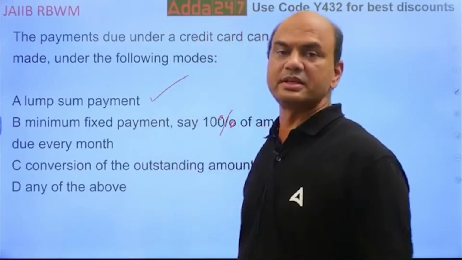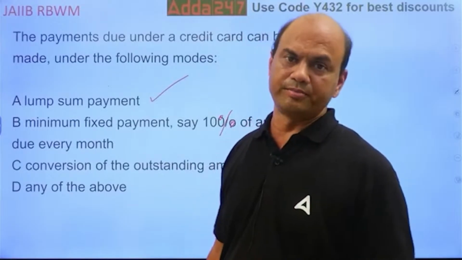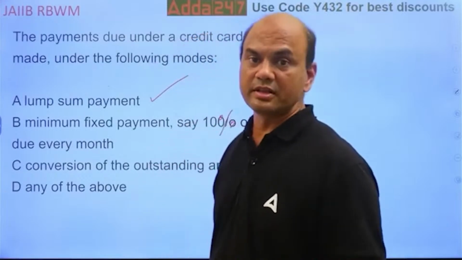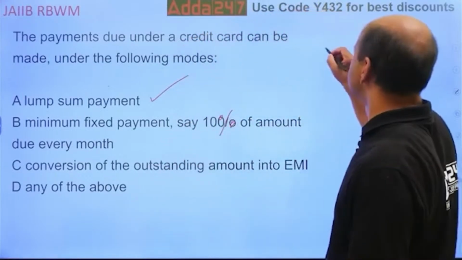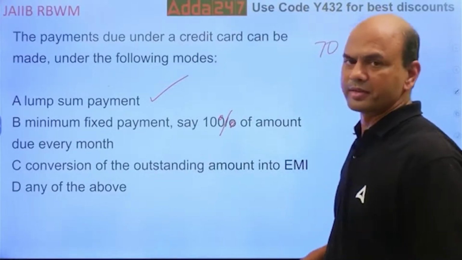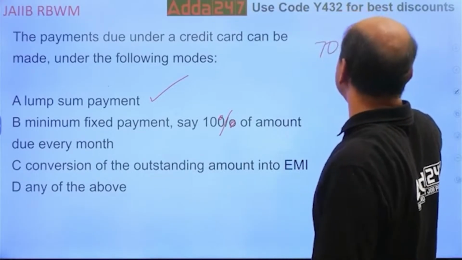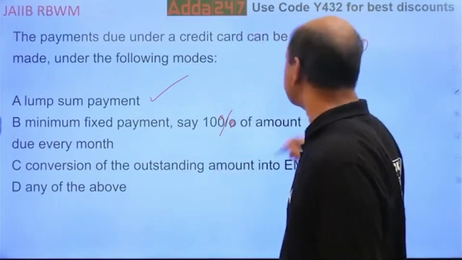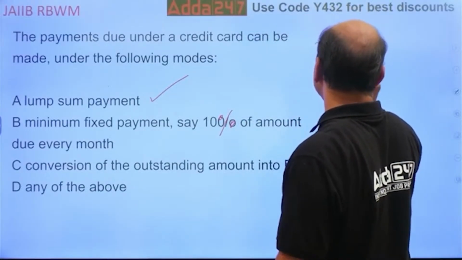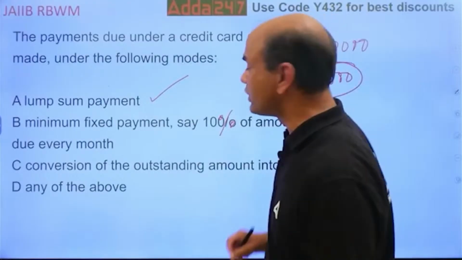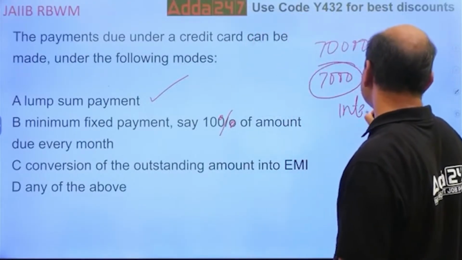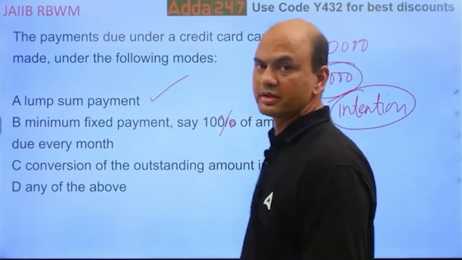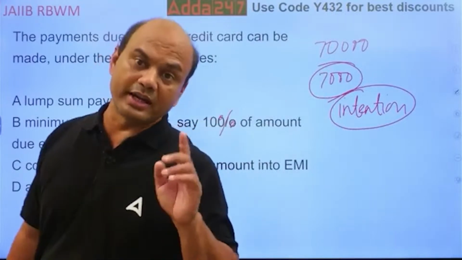Minimum fixed payment means 10% is the RBI regulated norm. RBI says that minimum you have to pay 10%. Why 10%? See, if my bill is, let's say, 70,000 rupees, so RBI says minimum 10% you should pay. So 7,000 you should pay. What do you mean by the 7,000? It means that it shows your intention. Intention to pay. If you are paying the 7,000 on a due date, it means your intention is good.